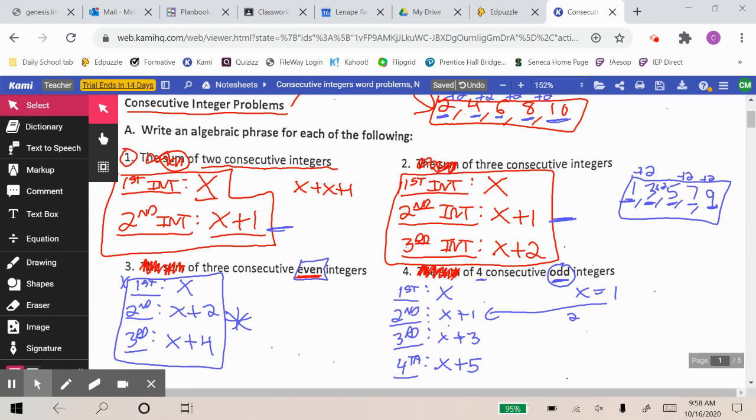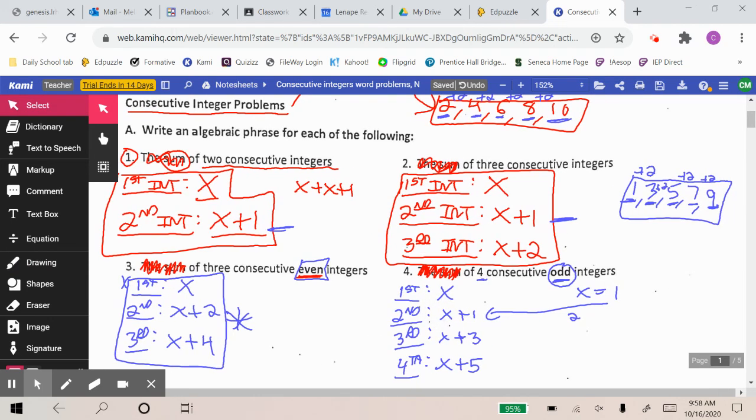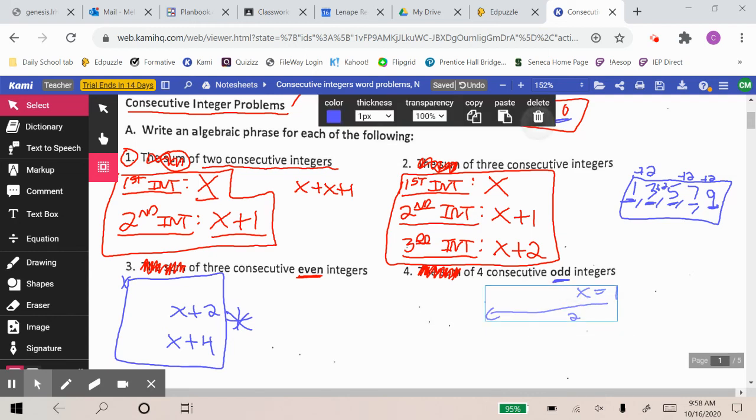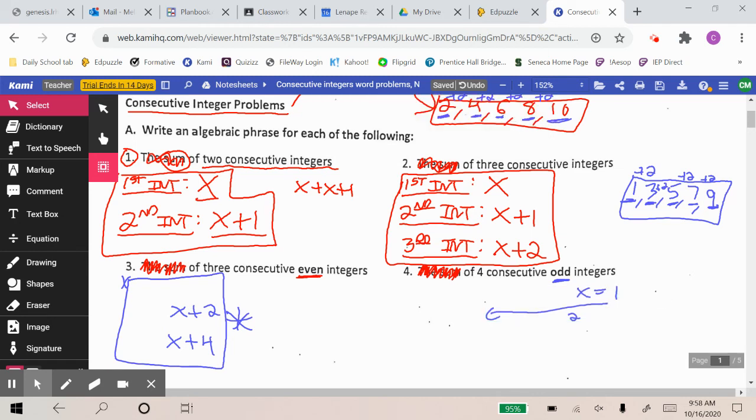Let's see if I can erase this. Oops. Okay, it erased everything right there. We'll try to erase this part. Okay, looks like it's not erasing it. All right, so let me get back to this.